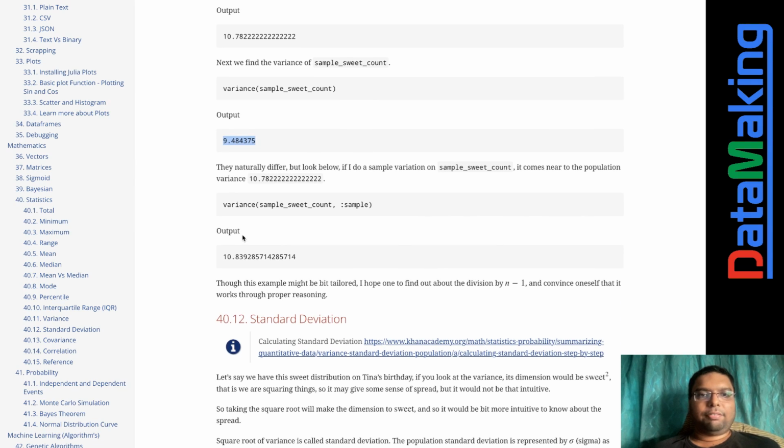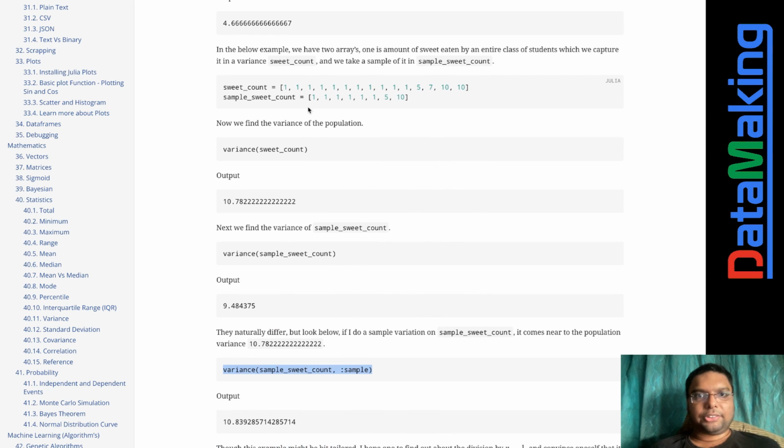And now we just put this variance of the sample. So this is the sample count. When we do the variance, it is coming to 9.48. That is far different from 10.78.